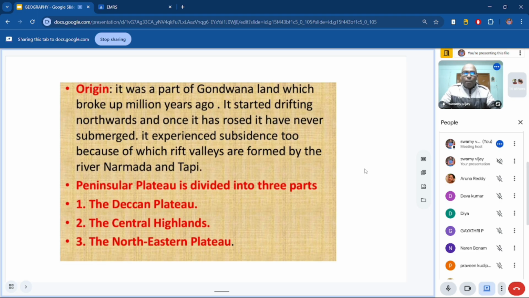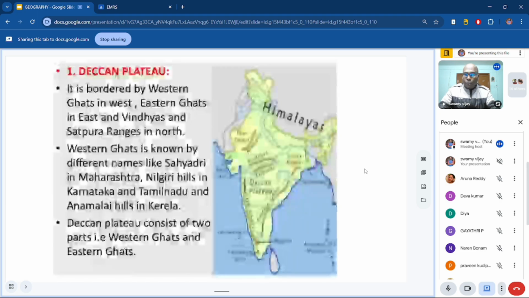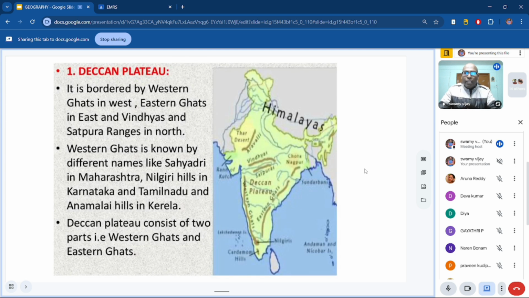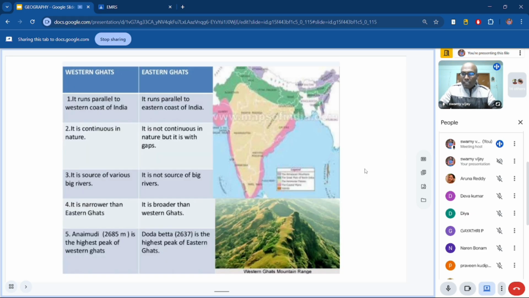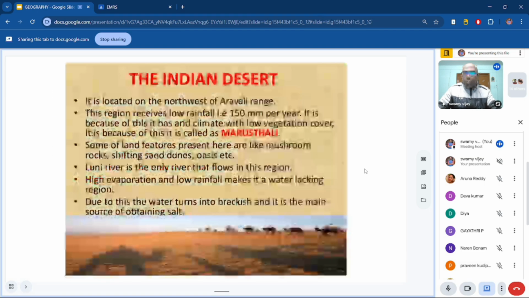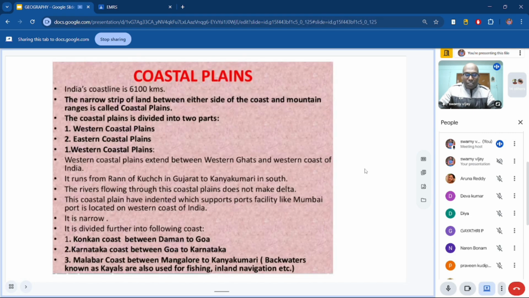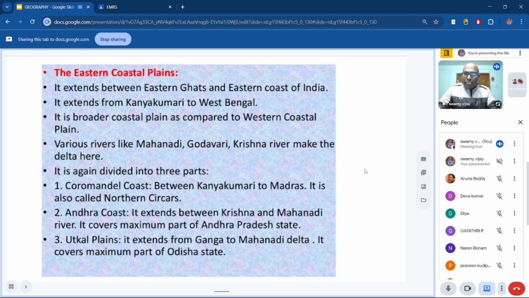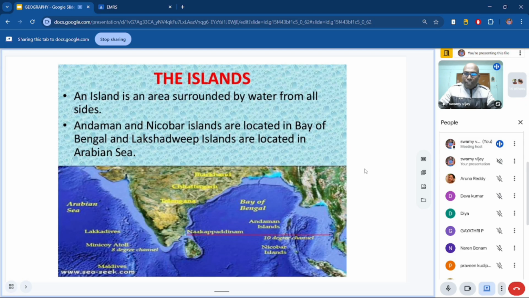And this Peninsular Plateau is again divided into three parts: the Deccan Plateau, the Central Highlands and the Northeastern Plateau. The Deccan Plateau is bordered by the Western Ghats. There are two Ghats: Western Ghats lie on the western side and Eastern Ghats lie on the eastern side. Then the Central Highlands, the Northeastern Plateau, the Indian Desert, then we have coastal plains, Eastern coastal plains, and then we have the islands.